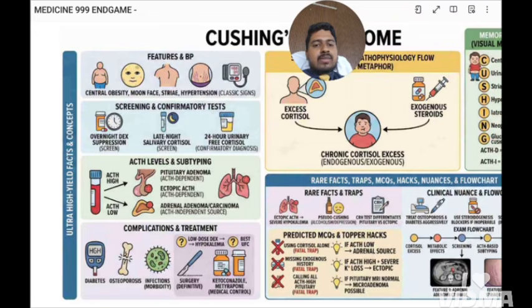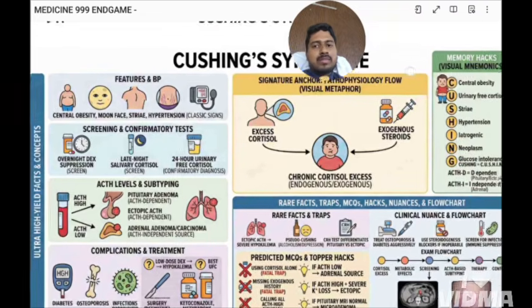So what is the screening test and what are the confirmatory tests? The screening test is the overnight dexamethasone suppression test. So what is dexamethasone?